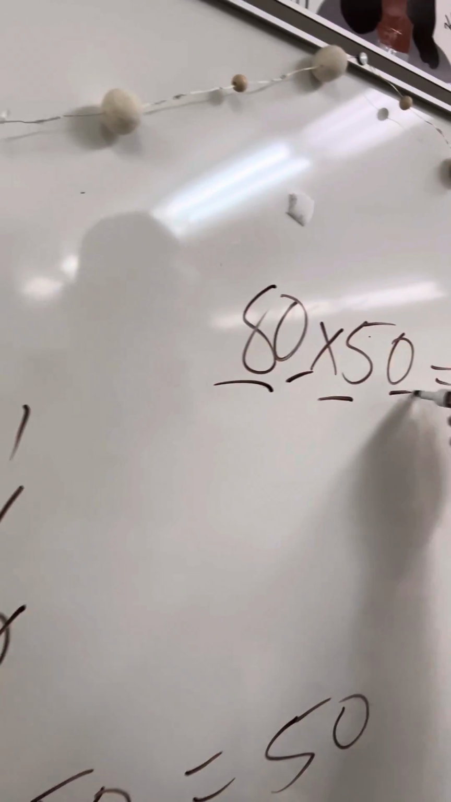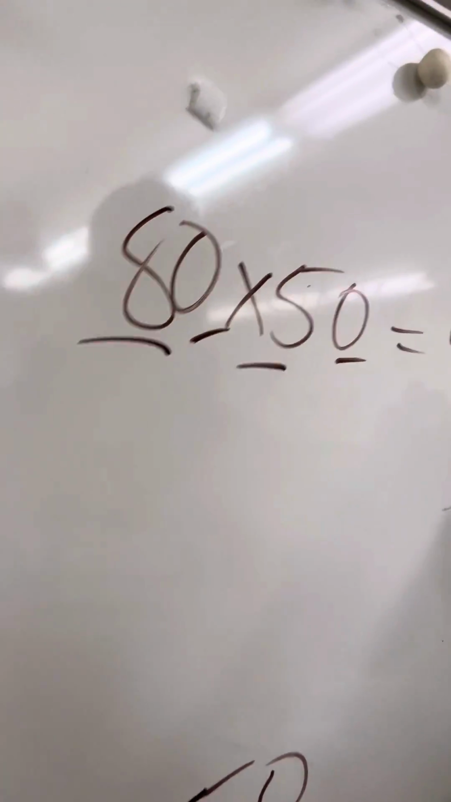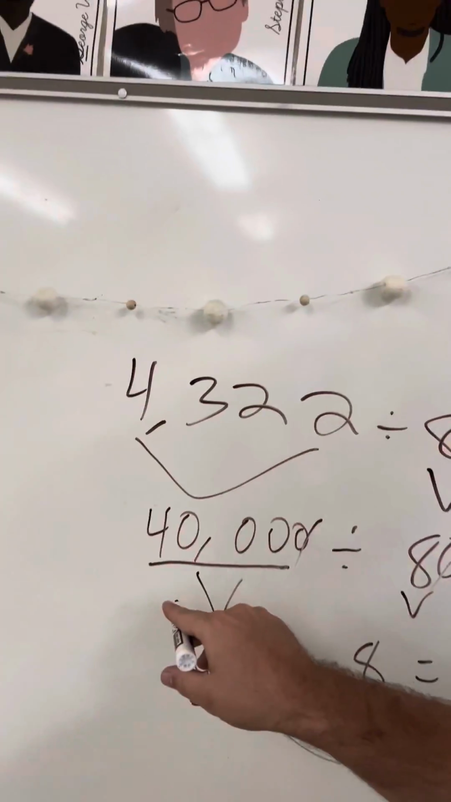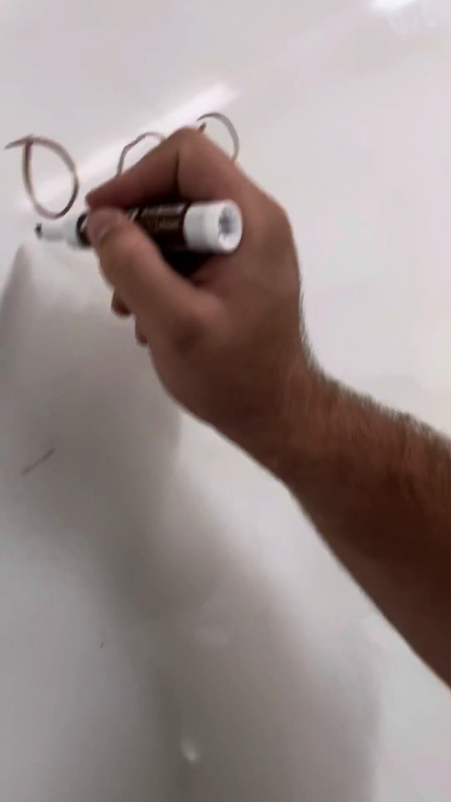Add our 2 zeros. 0, 0. Oh, look, we're back here at 4,000. We get 4,000. So this will check out, and that's correct.